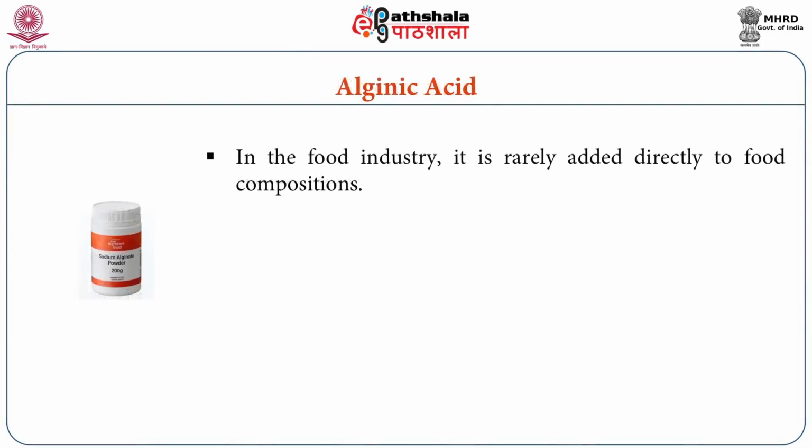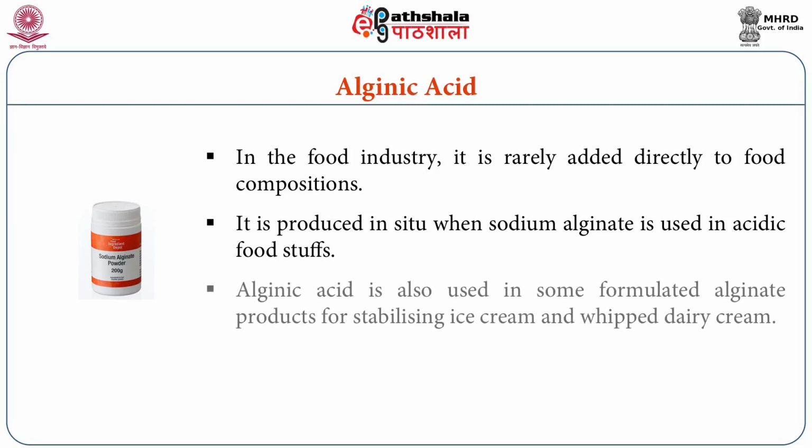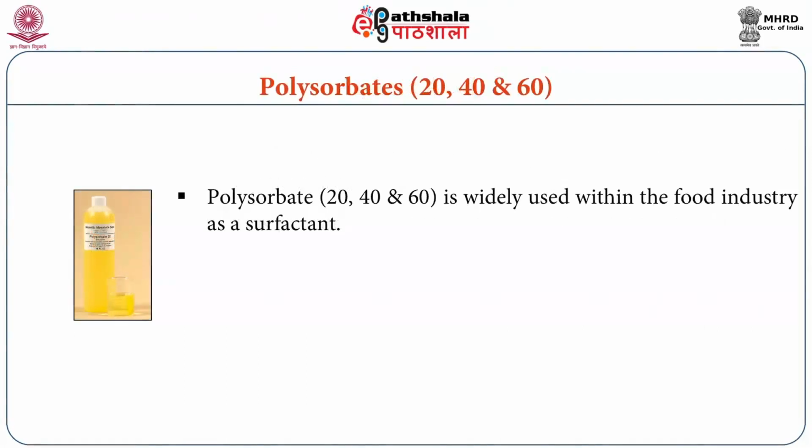The next ingredient is alginic acid. In the food industry, it is rarely added directly to the food composition. It is produced in situ from sodium alginate and it is used in acidic foodstuffs. Alginic acid is also used in some formulated alginate products for stabilizing ice cream and certain whipped dairy creams.